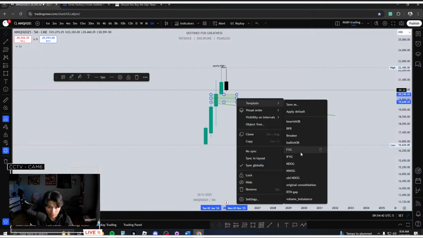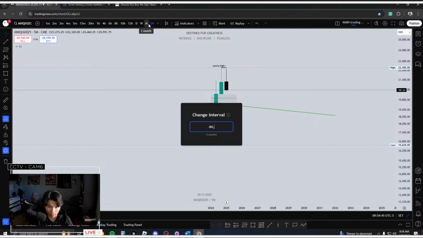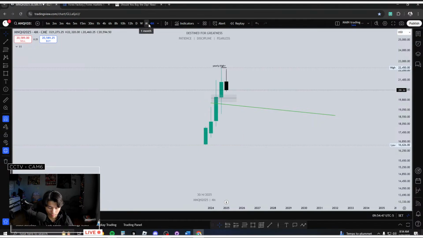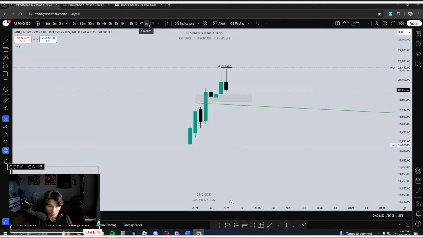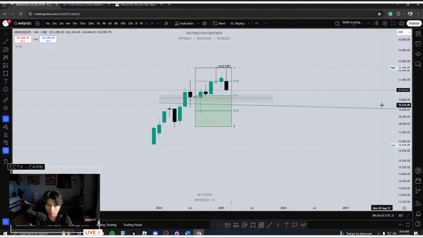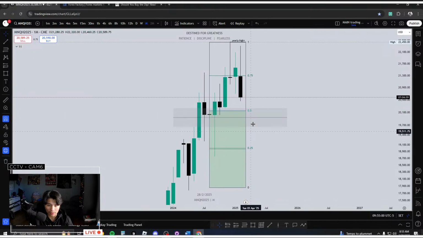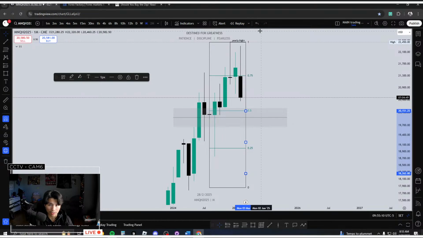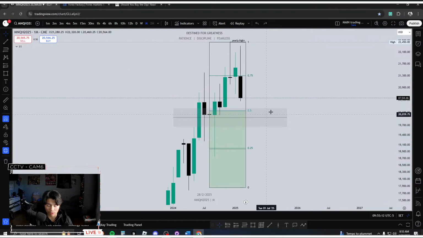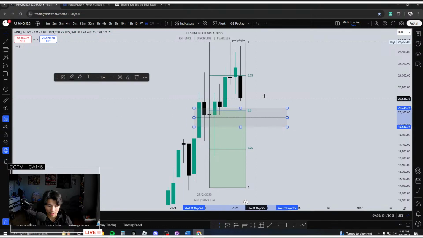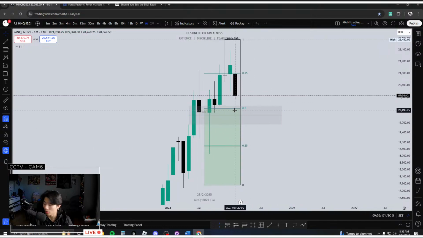So let's put that as a fair value gap. Let's check out the 4-month time frame. No fair value gap. 3, no fair value gap. 2, no fair value gap, and 1. So it's reasonable for us to see this retracement back inside the dealing range, back inside this fair value gap. There's discount, so I mean, okay, yeah, bye.